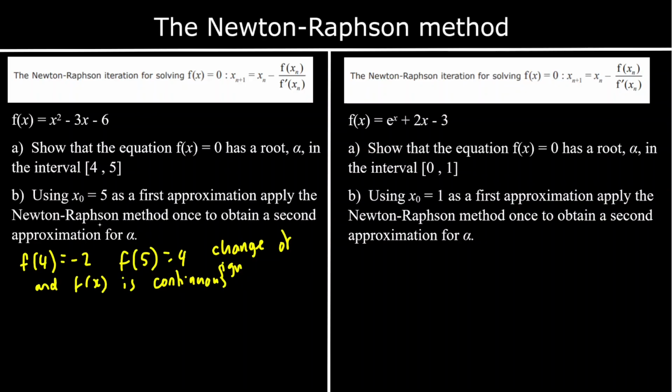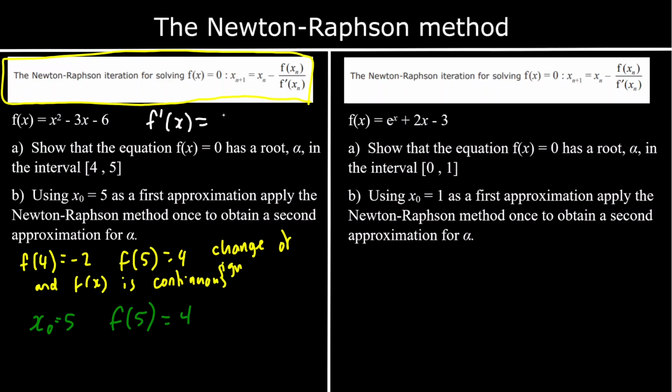Using x0 as 5 as a first approximation, apply the Newton-Raphson method once to obtain a second approximation for alpha. So this is where we're going to use the Newton-Raphson. So x0 is 5. f of 5, we know, we've already worked it out, is 4. And f prime of 5, that means differentiate it and substitute in 5. So we're going to have to differentiate.